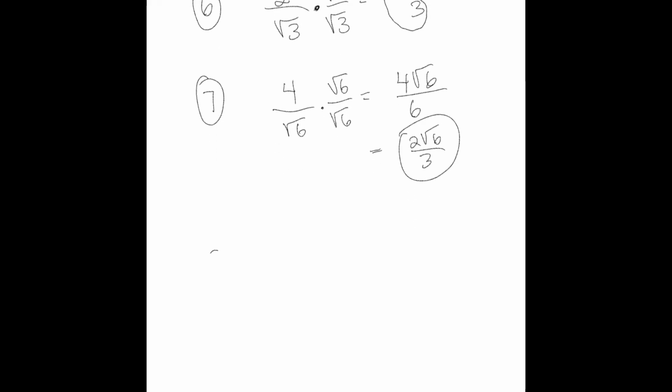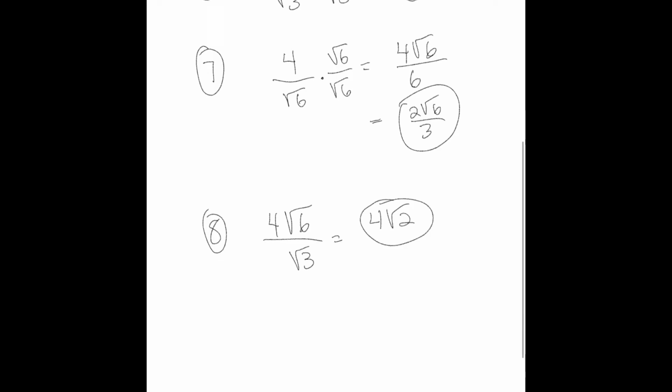And sometimes you'll have a root on the bottom, but you also have a root on the top. And so if we have like 4 root 6 over root 3, well, you could multiply bottom and top by root 3 and get your answer that way, or you could say root 6 divided by root 3 is root 2. Root 3 goes into root 6 root 2 times, and so my answer would just be 4 root 2.